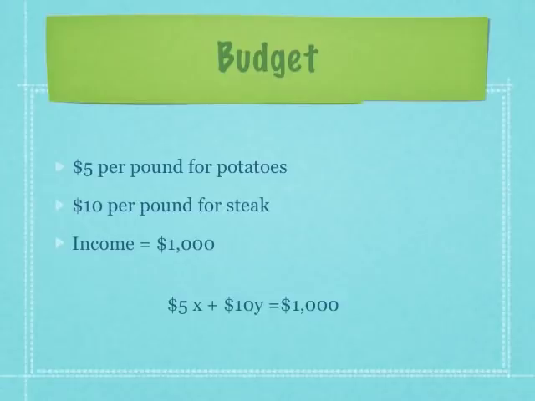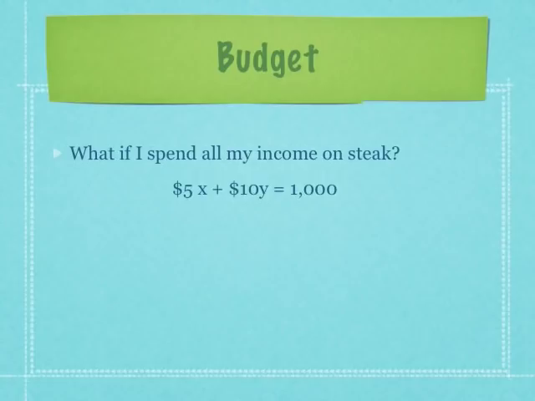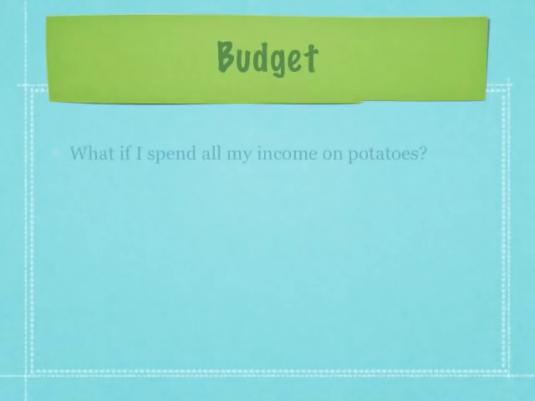What if I spend all my income on steak? Then I cross out that amount and I have $10 times the amount of steak, which just means I can consume 100 pounds of steak. On the other hand, what if I spend all my income on potatoes?